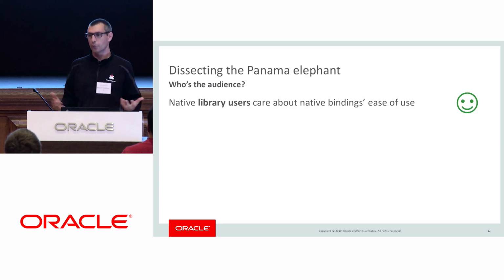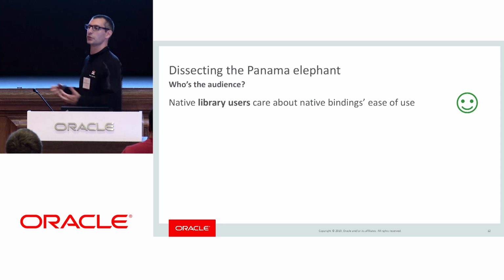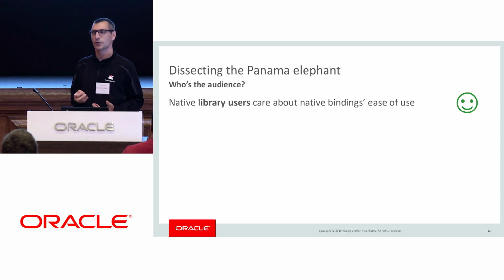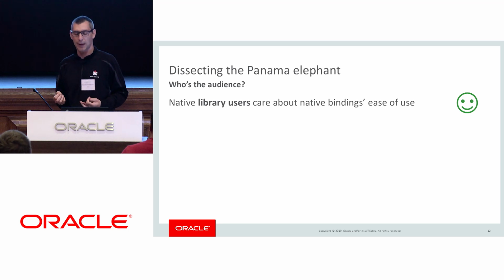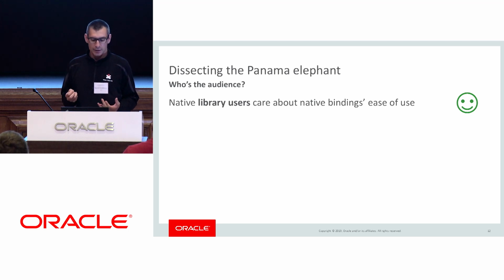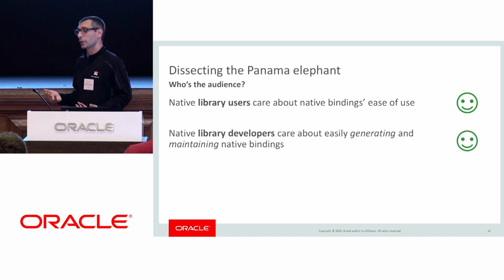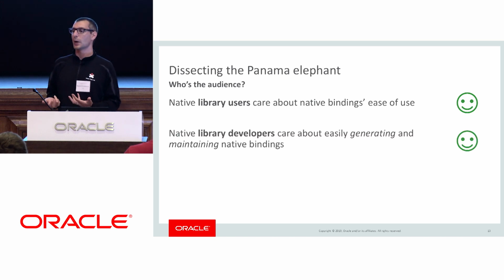The first group is, of course, library users, people that want to use TensorFlow. And these people, yes, they are getting some advantages by using the Panama approach. I don't think their life will be dramatically different. They will probably be equally as happy as with some JNI binding, but we are not doing worse than JNI, so that's good. Then there are the library developers, so people that want to produce those bindings.